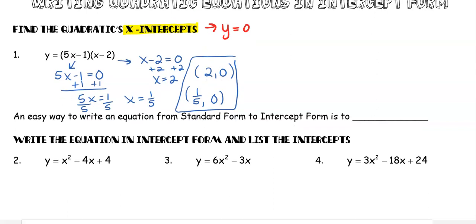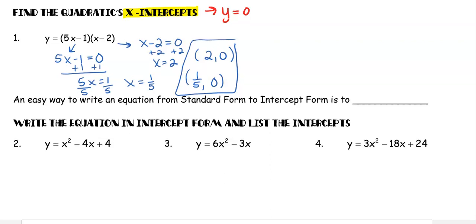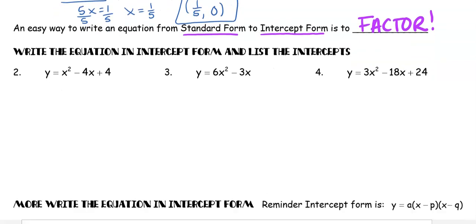Now we were lucky that equation was already in intercept form, and what intercept form is valuable for is that it gives us the x-intercepts of our graph. Now what if our equation's not in intercept form, but we want to make it into intercept form? An easy way to go from standard form to intercept form is that all we have to do is factor. We have all of those different ways in which we can factor, so it depends on what kind of equation you start with. So let's go ahead and get started.